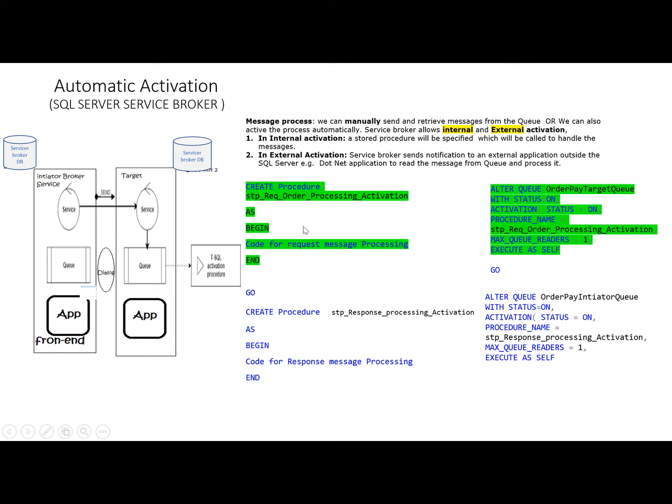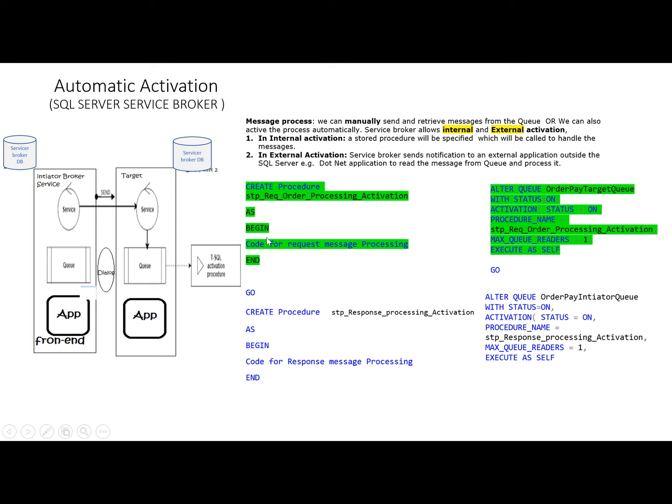First of all, we have to create the procedure on our target service. I'm using this name, stp_request_order_processing_activation. And in this procedure I will write the logic. The same logic I had in the last two videos, I will implement now in this procedure.